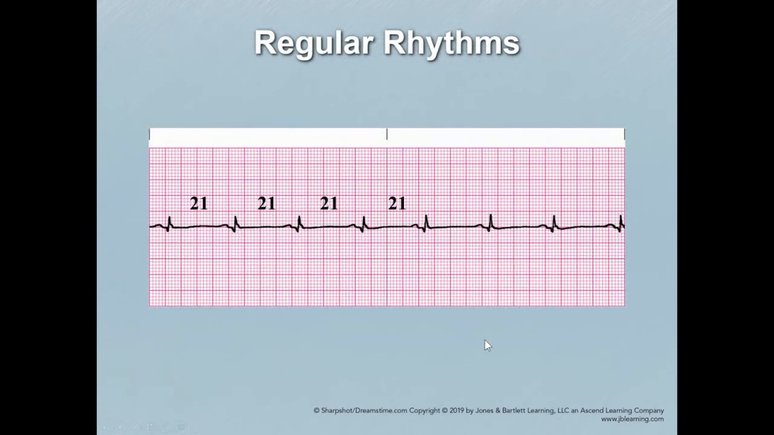So if I were counting the small blocks, I would look here and I would say there are 21 blocks here from R to R. There are 21 blocks from R to R here, another 21 here, and another 21 here. And it's important in rhythm recognition to not just count one, to count multiple. The more data we get, the more accurate our interpretations can be. So this would be considered a regular rhythm, as it had the same number of small blocks from R to R, or the R's were the same distance from each other.